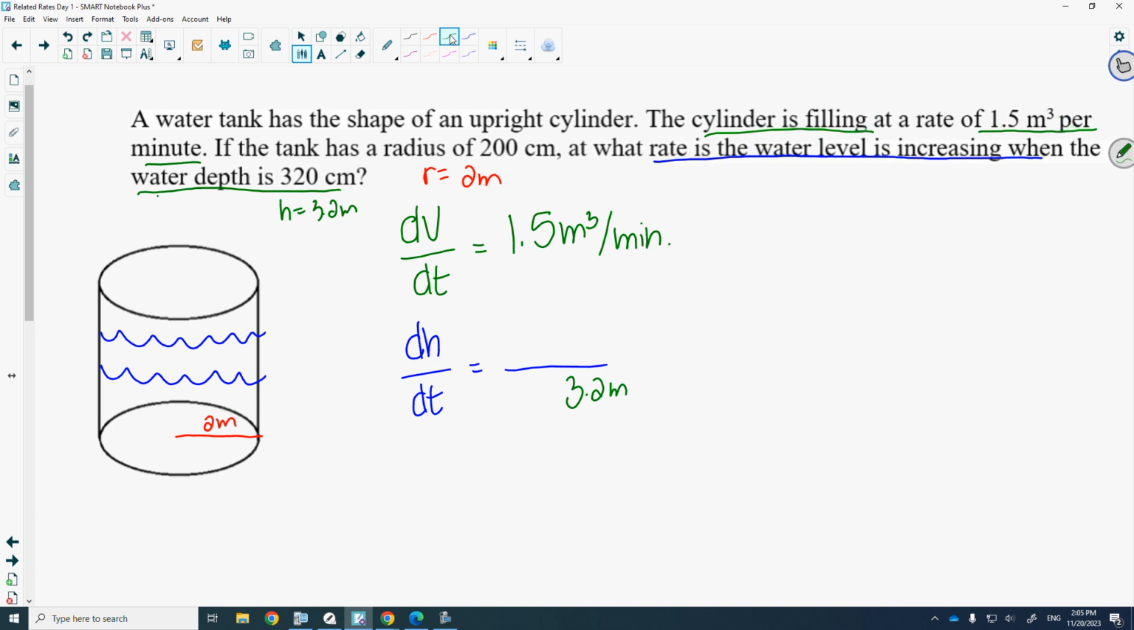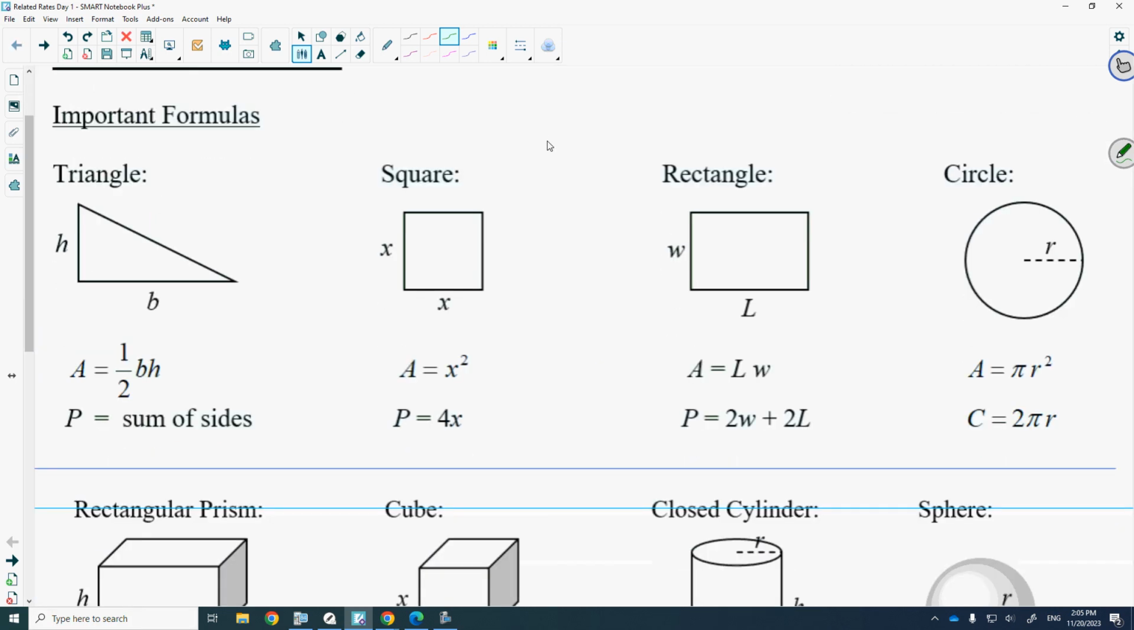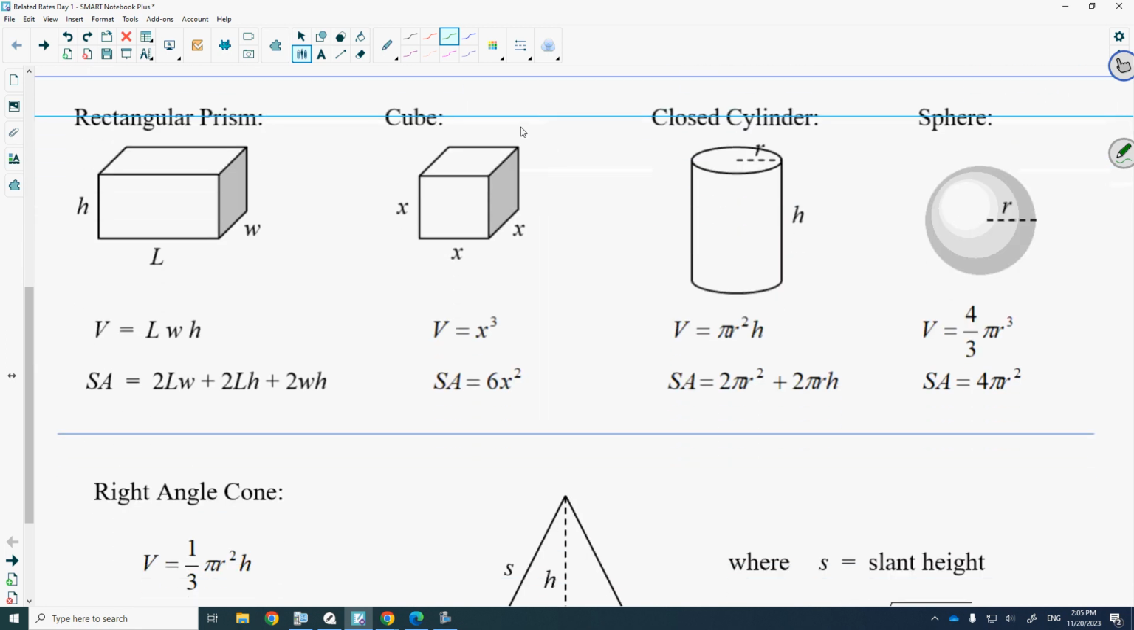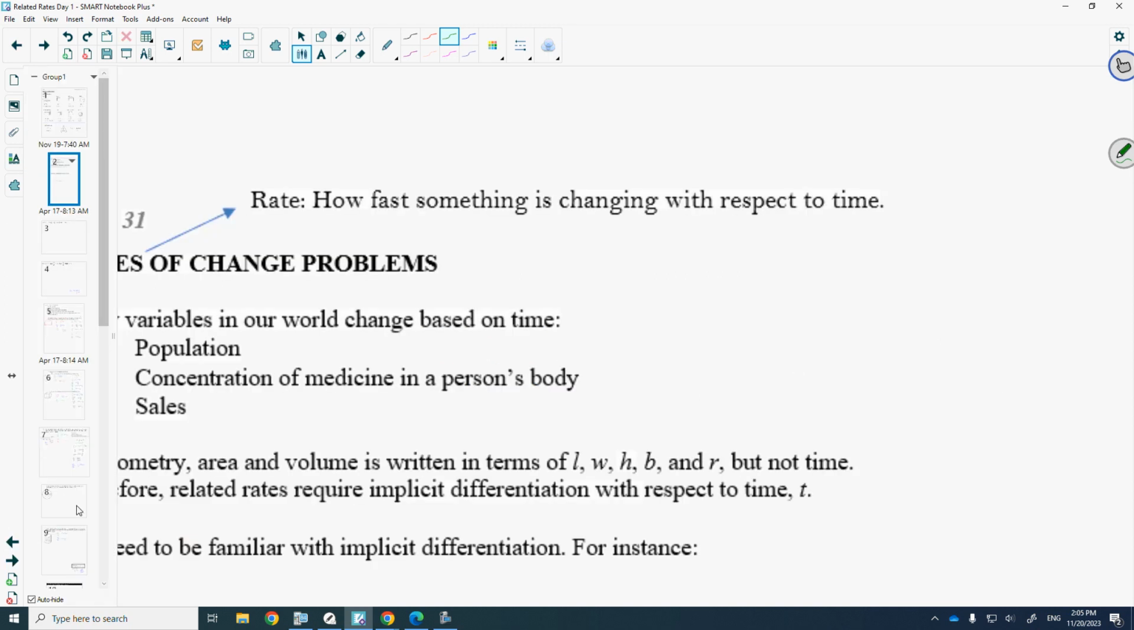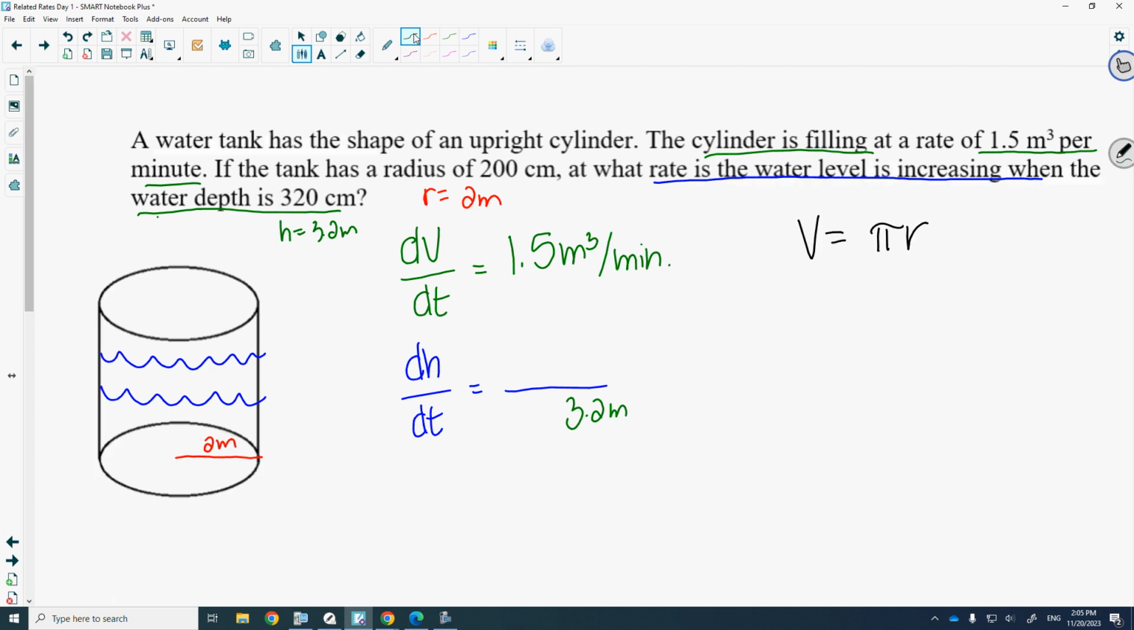Okay, so we need a formula that somehow relates volume to height. Now I think in your note package I gave you this. So let's write what the volume of a cylinder is. Volume of a cylinder is pi r squared h. Okay, so you'll have your note package on the test, so you'll have all your formulas. So let's see if it relates those two. So volume of a cylinder is pi r squared h.